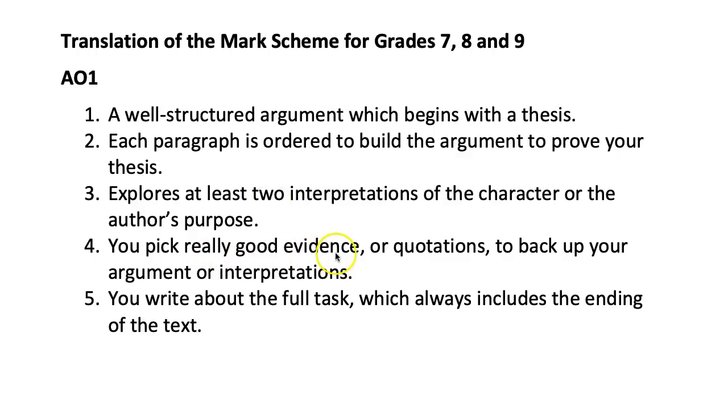Obviously, you want to pick good evidence, quotations or whatever you have. And as before, you write about the full text, which you remember always includes writing about the ending of the text, because that's when the writer's ideas are finalised, rounded off, and you get a new perspective on what the writer thought, and that helps you decide on which of your two interpretations is best.